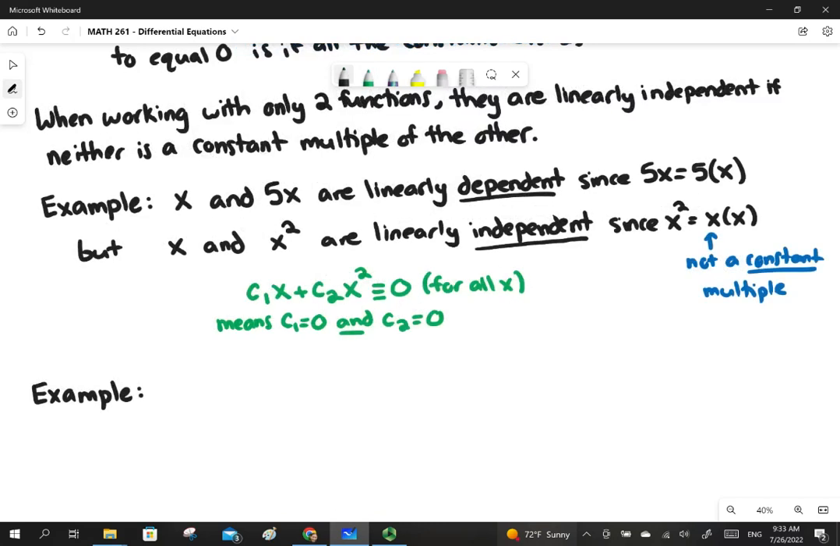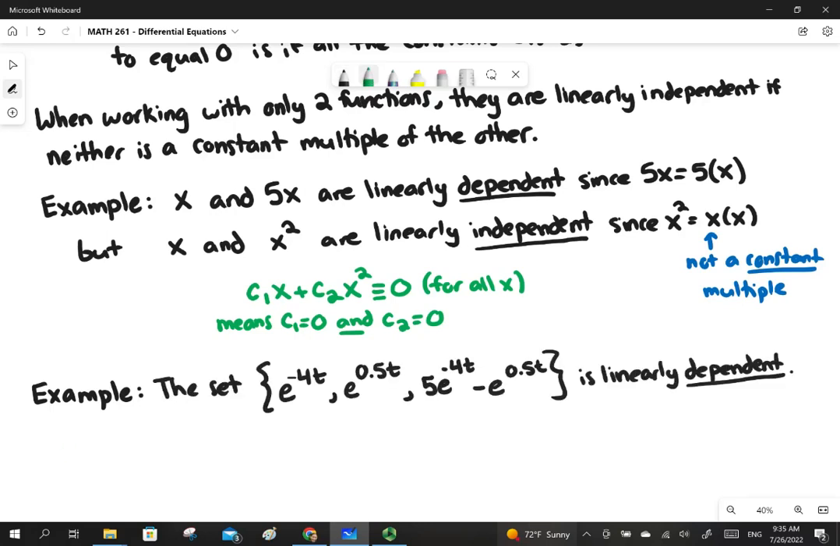Now, while we will primarily be working with sets of just 2 functions, for the next example, let's look at a set with 3 functions. The set e to the negative 4t, e to the 0.5t, and 5e to the negative 4t minus e to the 0.5t is not linearly independent. It is linearly dependent. One way to see that is to realize that we can build our third function by taking 5 times our first function minus 1 times our second function.